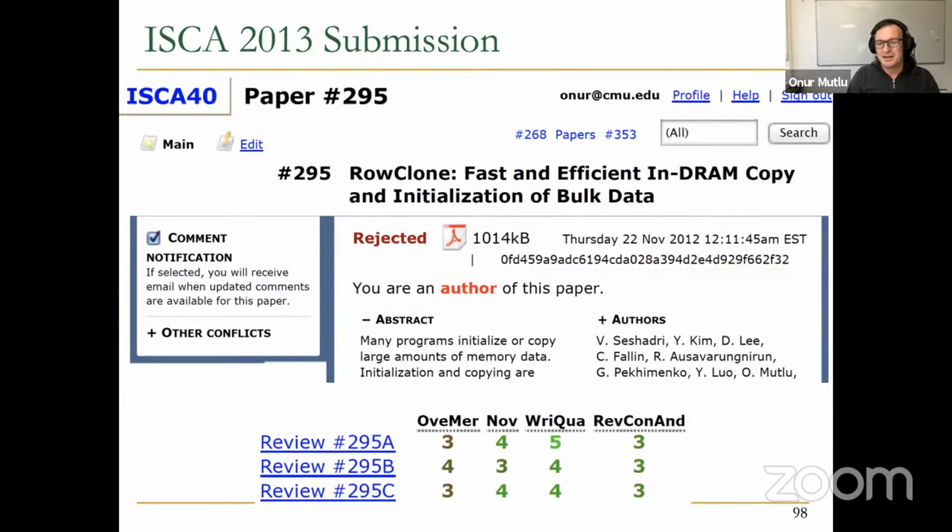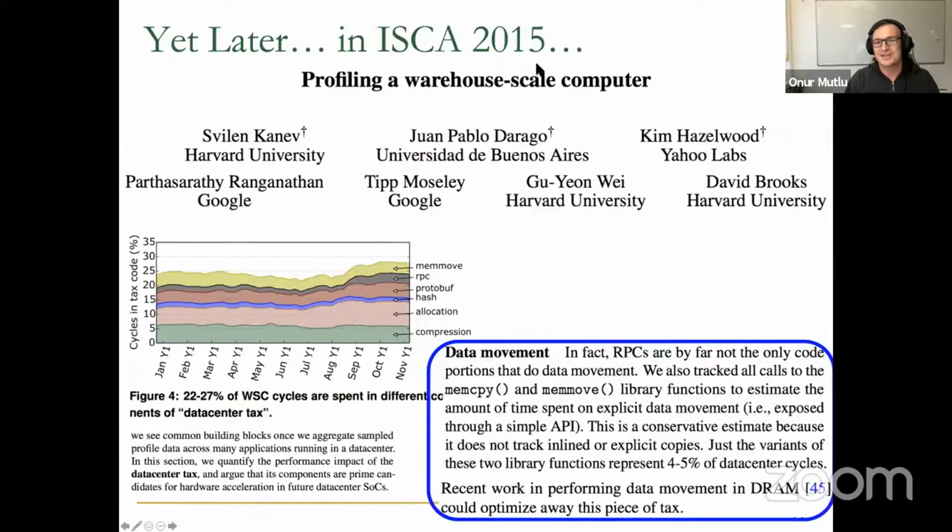Okay. Now let's fast forward a little bit. This is the ISCA 2015 paper by Google that I mentioned. This was published after our paper was published, and clearly shows that data movement is a big problem in their workloads. I would recommend this paper; maybe it is going to be one of the papers that we assign as part of the papers you can choose from. And I recommend choosing it if you're interested in this.